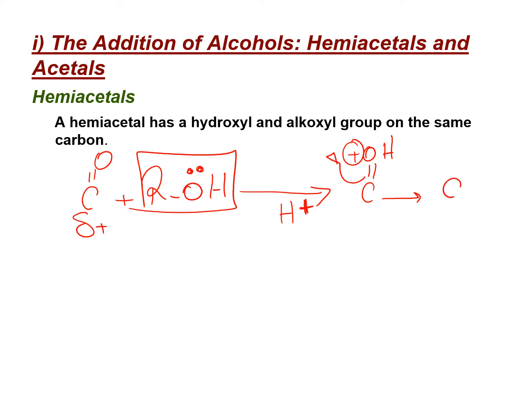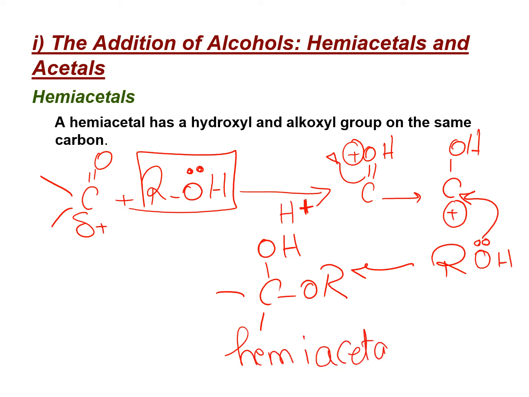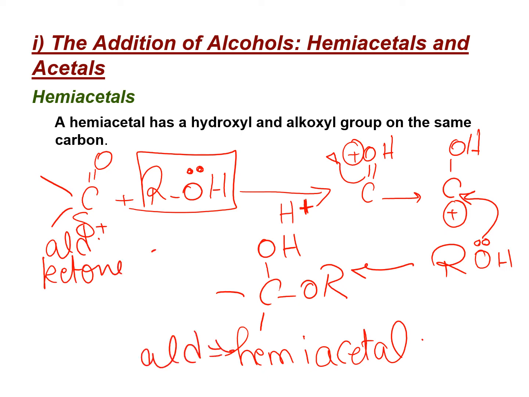You break the double bond, you have the C-OH and then a positive charge on the carbon, which will be attacked by the lone pair of electrons on the alcohol, giving a carbon which is attached to an OH and an OR, no matter what else is attached to the carbonyl. If you see this structure, which is a carbon attached to an OH and an OR, this is regarded as a hemiacetal compound. If it was an aldehyde, then this is the hemiacetal. If it was a ketone, then this is the hemiketal.